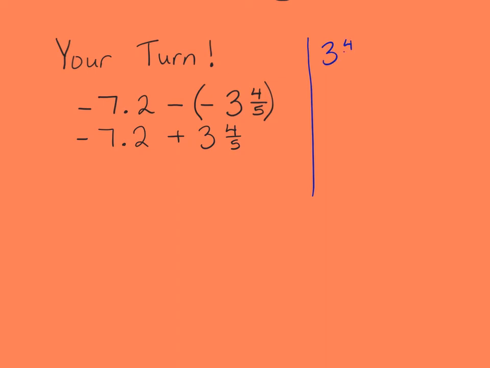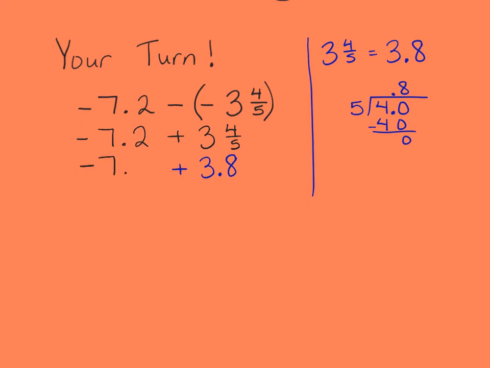So 3 4/5, I know that's going to be 3 point something. So to say 4 divided by 5, I can use long division. 5 won't go into 4, but it will go into 40 8 times. 8 times 5 is 40, and we've got a remainder of 0. So this is 3.8. So that's helpful. So I'm going to rewrite 3 4/5 as 3.8. So I have negative 7.2 plus 3.8.